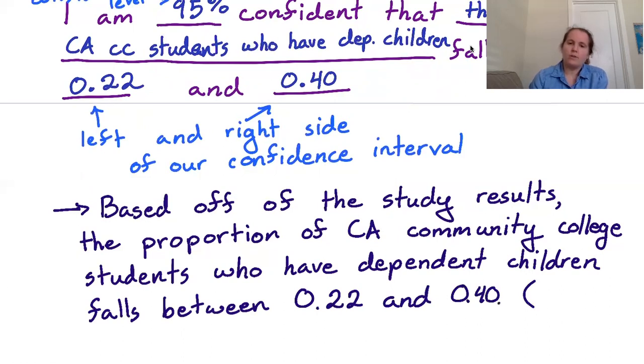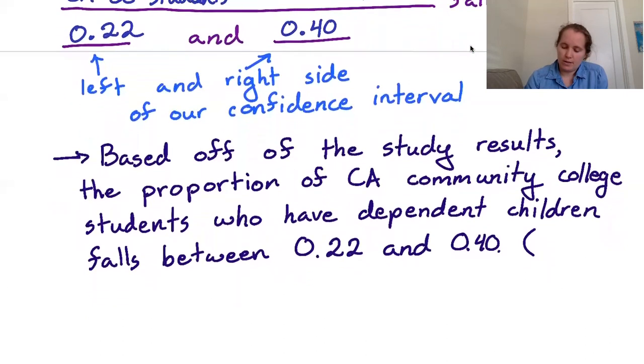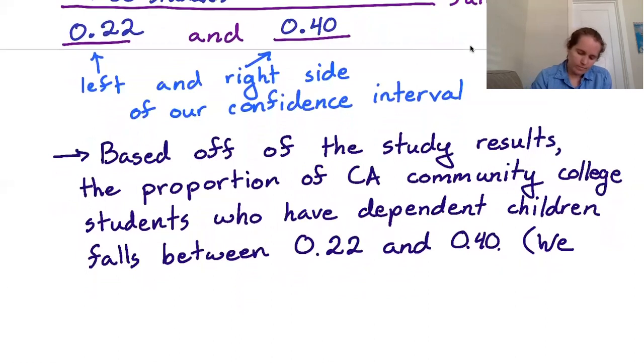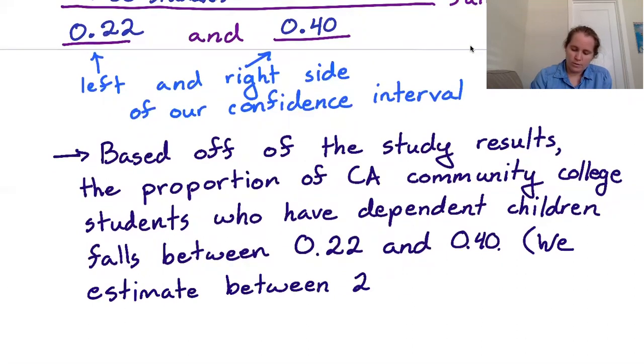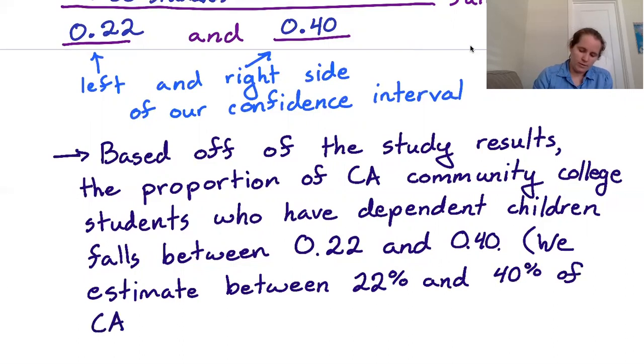Or in other words, we estimate between 22% and 40% of California community college students have dependent children.